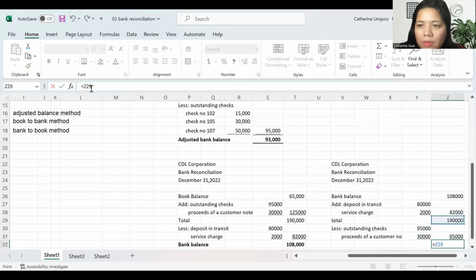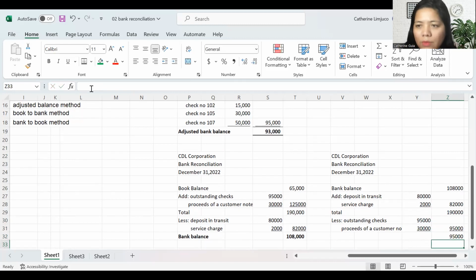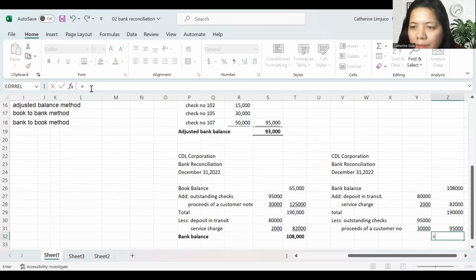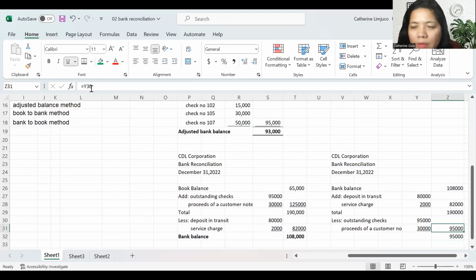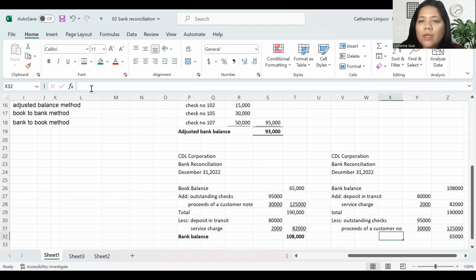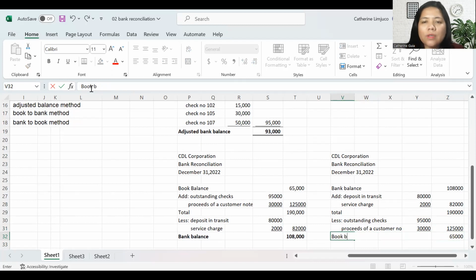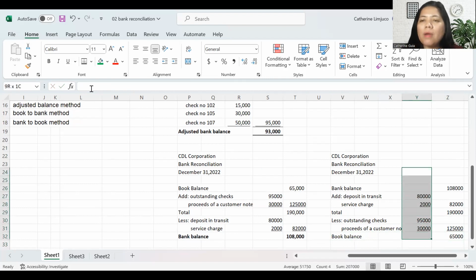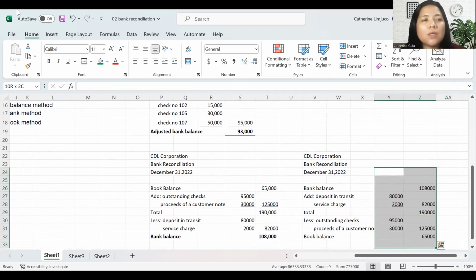So how much is the book balance? Sorry, it's not yet added in 30,000. So we have our book balance of 65,000. So this is how we prepare bank reconciliation using the bank to book method.